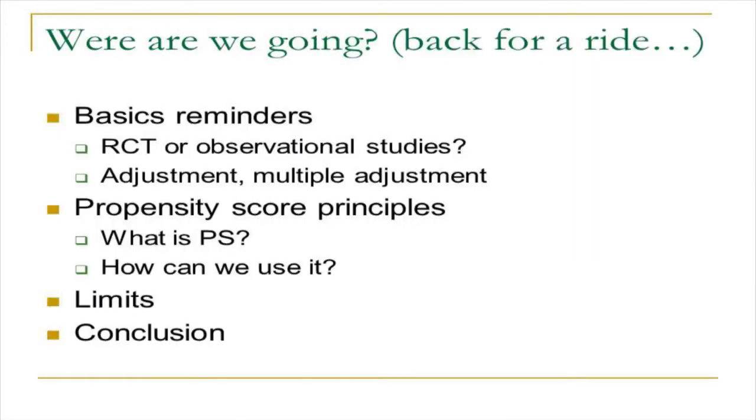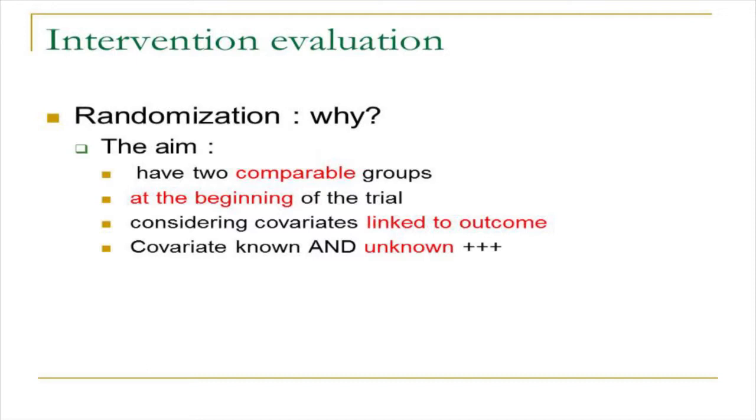I'm going to talk about basic reminders, but we already talked about it this morning, so I'll go quickly. And what are the principles of propensity score and the limits. So we already saw this morning that randomization was blocking the paths of confounders. And really, randomization gives you two comparable groups for every confounder, known and unknown, but only at the beginning of your study. And in randomized trials, one of the problems is to maintain this comparability.